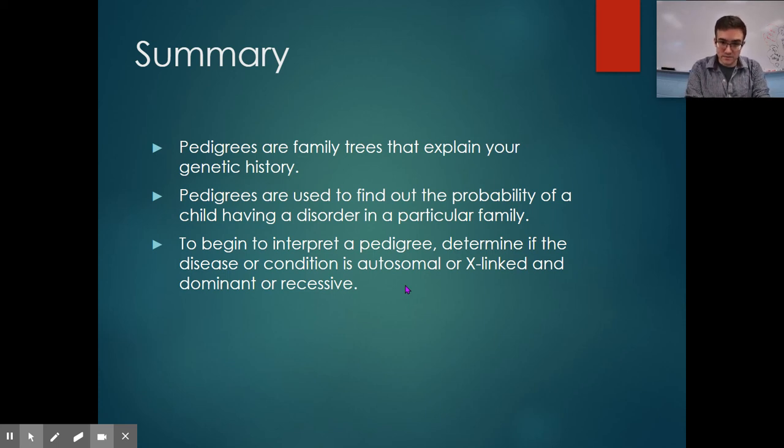To interpret a pedigree and determine the inheritance pattern of a trait, you determine if the trait is autosomal or X-linked, and then determine if it's dominant or recessive, because traits can be dominant or recessive for both X-linked and autosomal traits. It doesn't matter in which order you do it. It doesn't matter if you figure out dominant or recessive first and then autosomal or X-linked, or the other way around. So there you go.